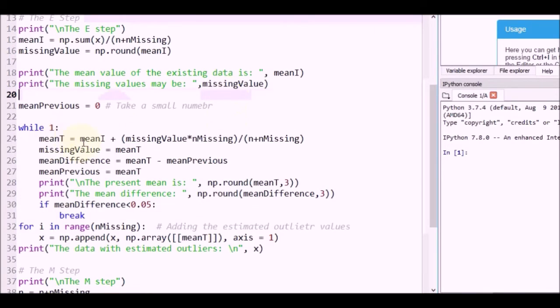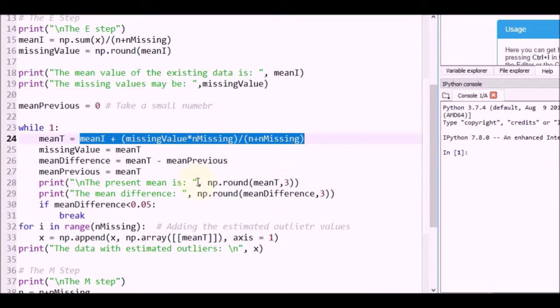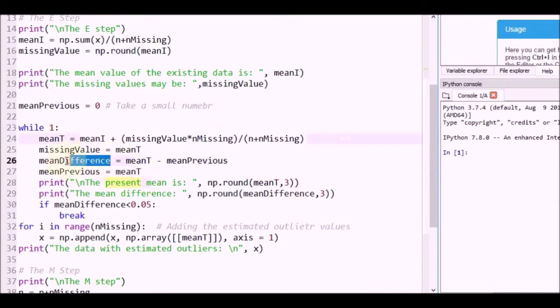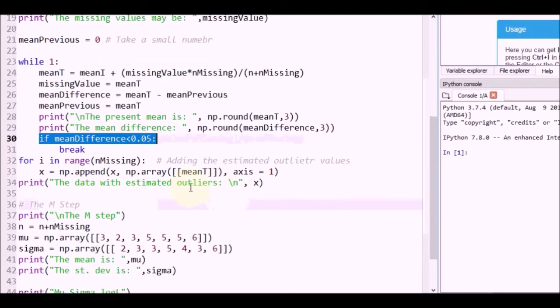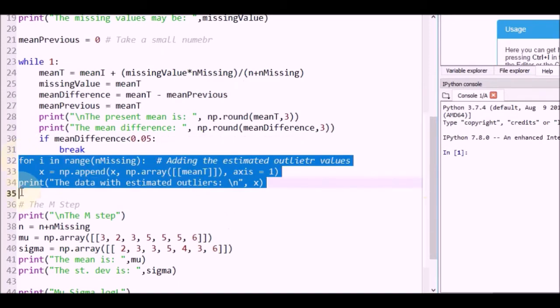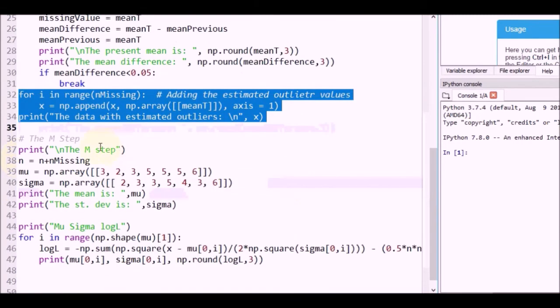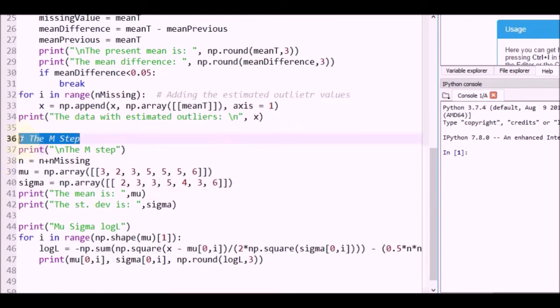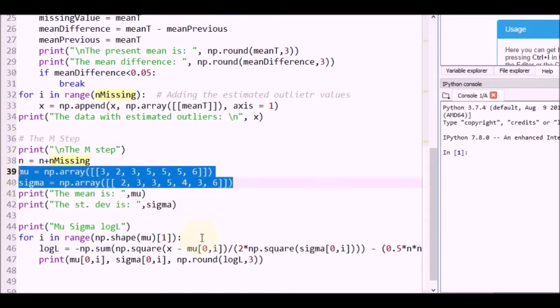Now this is an infinite loop, where we calculate the mean value. We update the mean value, and this is the mean difference. If the mean difference is less than 0.5, then we come out of the loop. Next, we merge the two identified missing values into x. Now we have appended these two missing values. Now the M step starts.